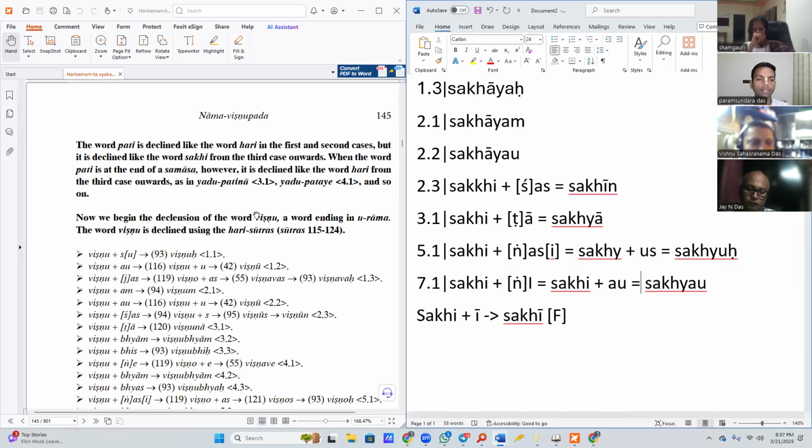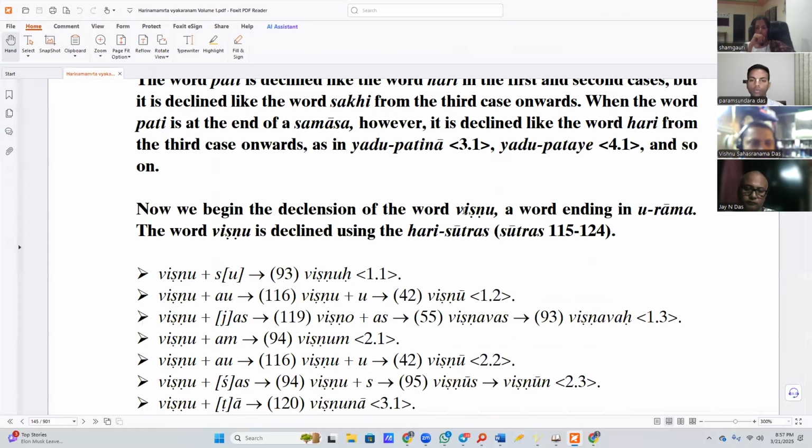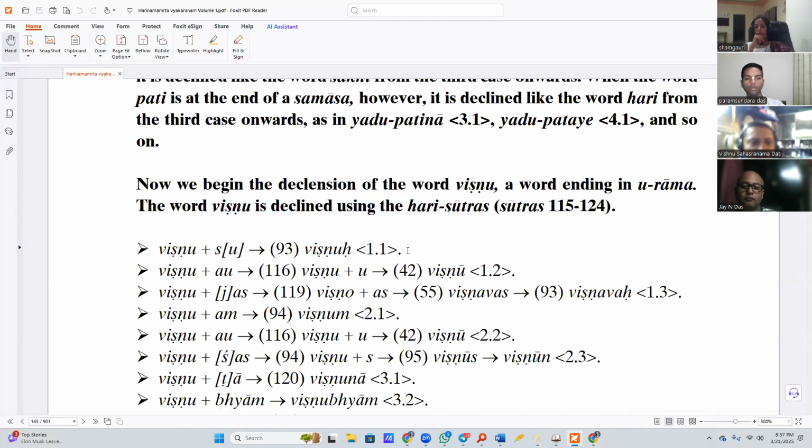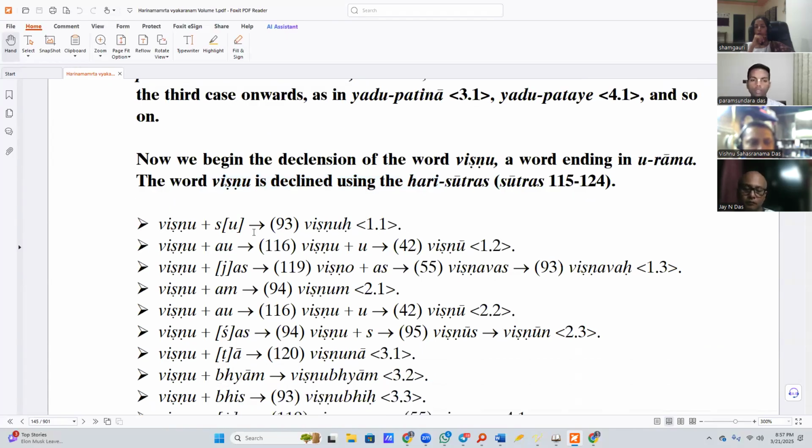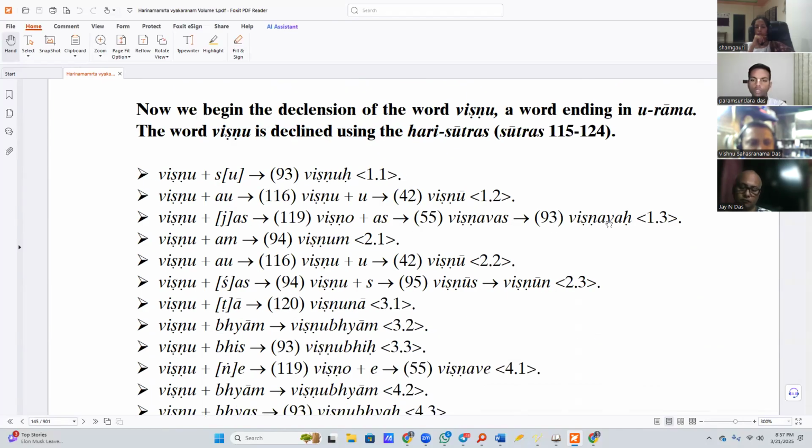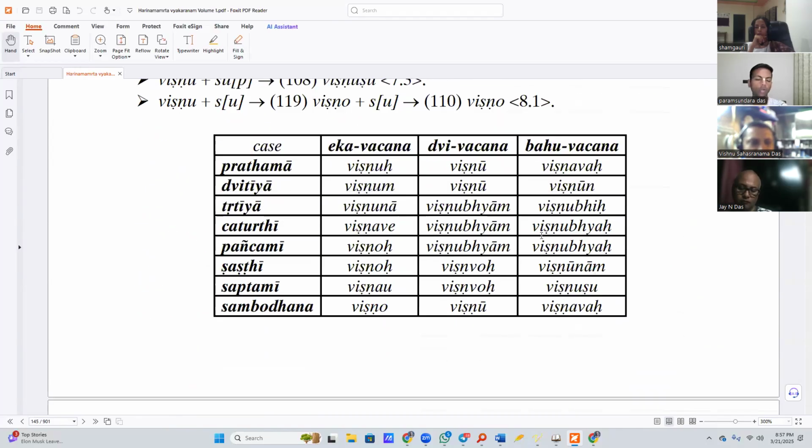Jiva Goswami has taken the example of Vishnu Shabda. Vishnu is also a Hari Shabda, so the word Vishnu is declined using the Hari Sutras. It will be declined in the same pattern as the Hari Shabda. Same rules, same sutras. So this is homework for you: decline the Vishnu Shabda with the same rules as Hari Shabda. Vishnu, Vishnu, Vishnava, ityadi. No new sutra for this.